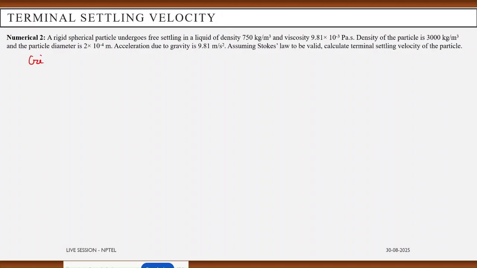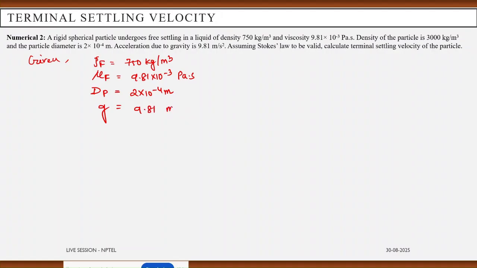So here the given data are: rho F is 750 kg per meter cube, mu F is 10 to the power minus 3, particle diameter is 2 into 10 to the power minus 4 meter, g is 9.81 meter per second square, and rho P is 3000 kg per meter cube.